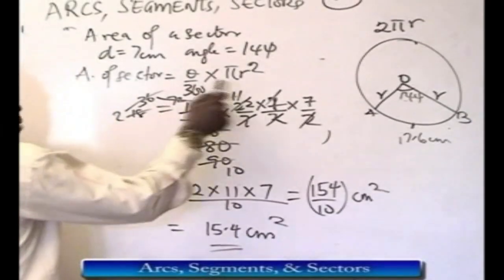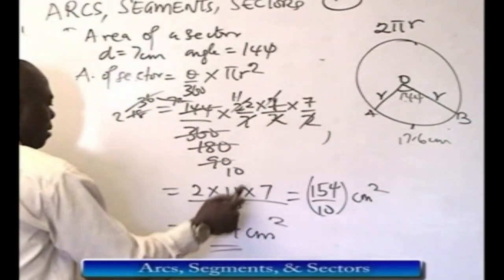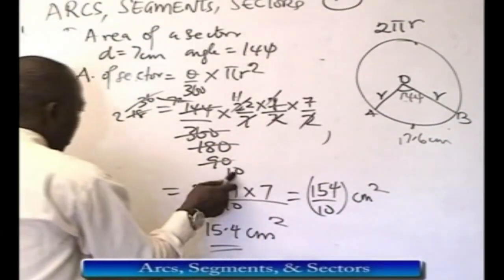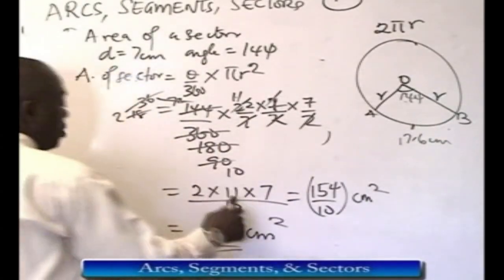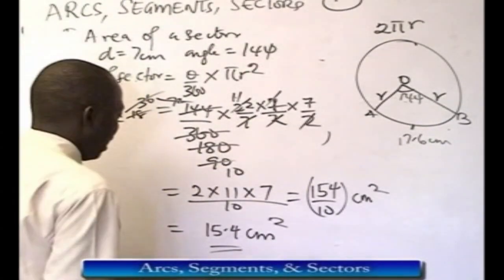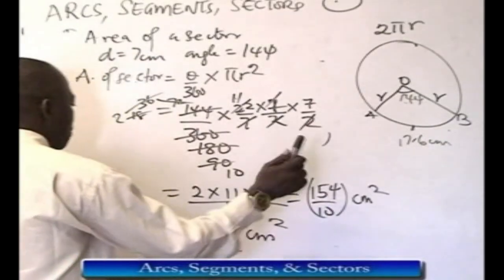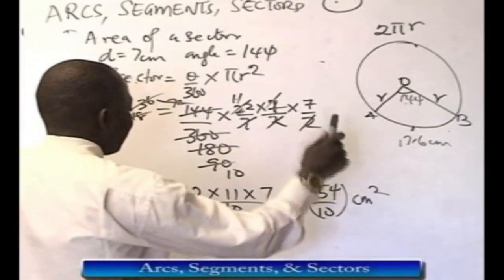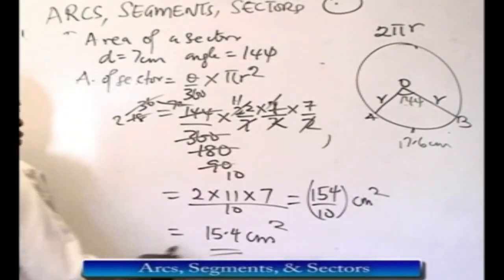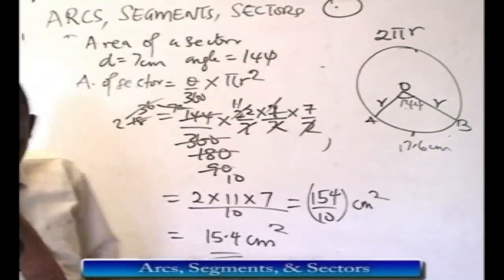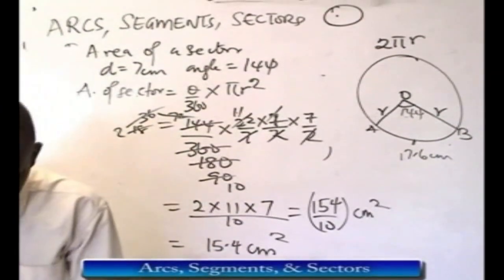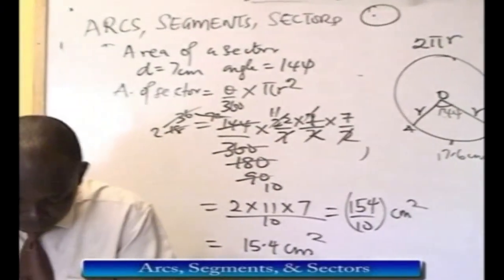So we have 2 times 11 times 7 divided by this 10. And then we multiplied all of this together. 2 times 11 is 22, 22 times 7 is 154. So we have 154 divided by 10, and the unit is centimeter square. Then eventually, if you divide 154 by 10, what you're going to get is 15.4. That is that about the area.